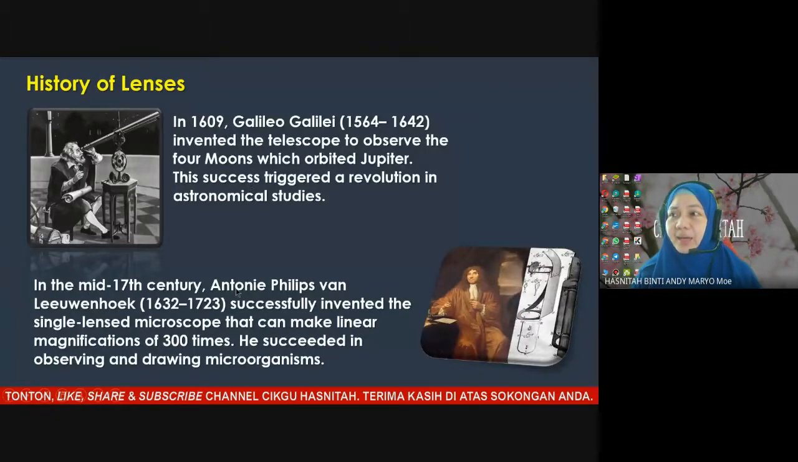The second is Antoine Philips van Leeuwenhoek, a Dutch physicist. He invented a single lens microscope that can make a linear magnification of 300 times bigger than the original size of the object. And he succeeded in observing and drawing microorganisms for the first time.